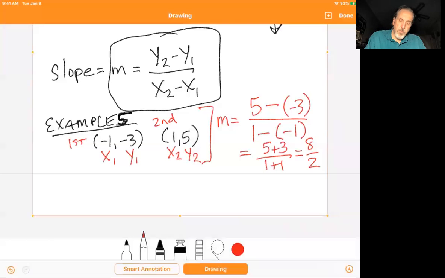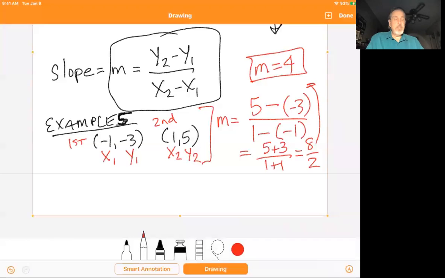is, oh, I'm running out of space. Can't write down there, so I'm going to do it up here. Our slope is 4. And it's that simple. We just plug in the values for x1 and y1, x2 and y2, and we grind out an answer. It's not hard at all.